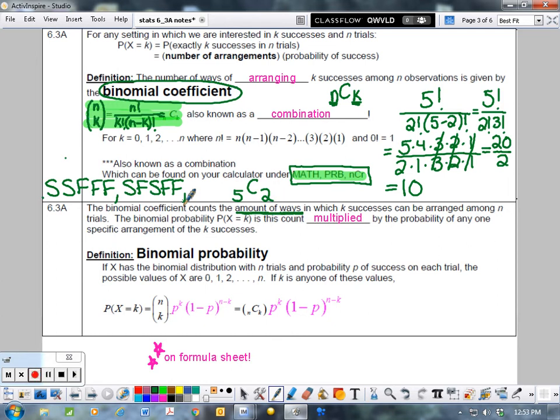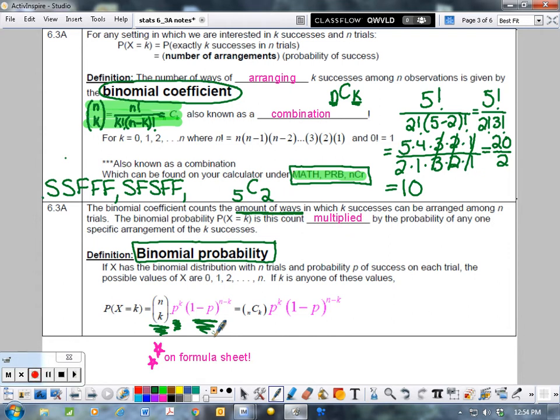And so we take this binomial coefficient and we multiply it by the probability. So now we get this idea of the binomial probability, which takes this binomial coefficient we just talked about, and then it takes the probability of success to the k power. And so remember, k was the number of successes, and then 1 minus p, which is my probability of failure, to the n minus k power.